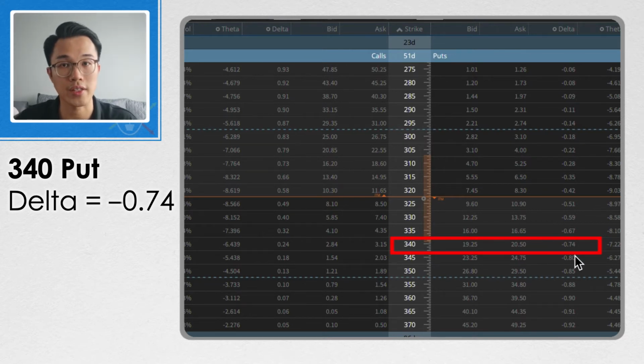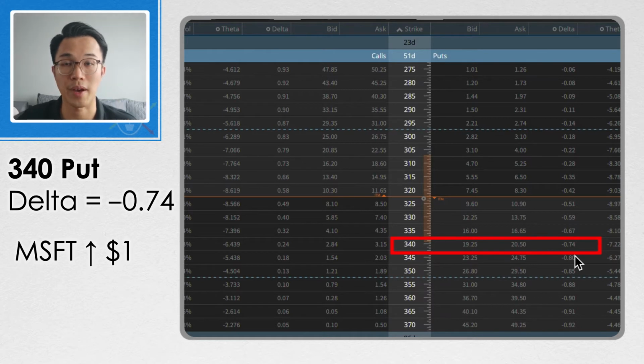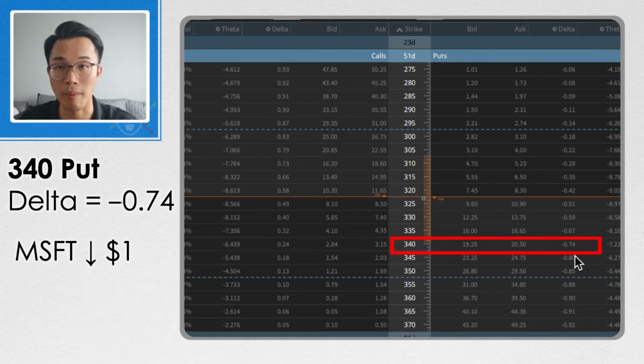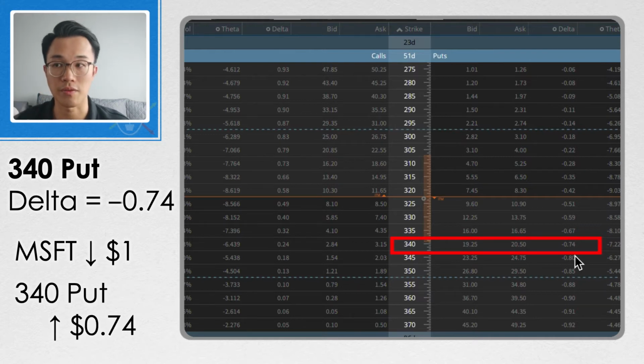Over on the put option side, this put option has a delta of negative 0.74. So if the share price of Microsoft were to increase by $1, then the price of this put option will decrease by 74 cents. And if the share price of Microsoft were to fall by $1, then the price of this put option will increase by 74 cents.